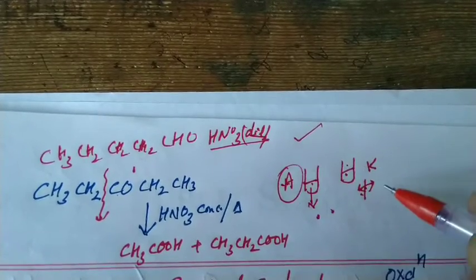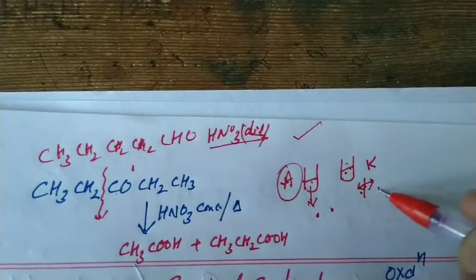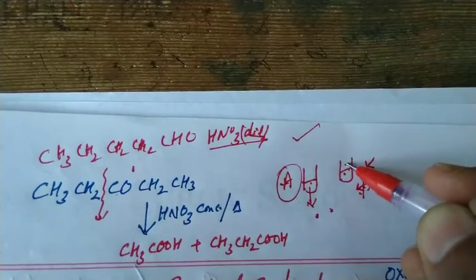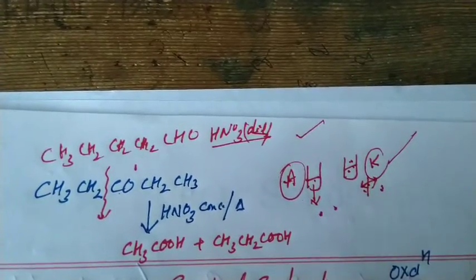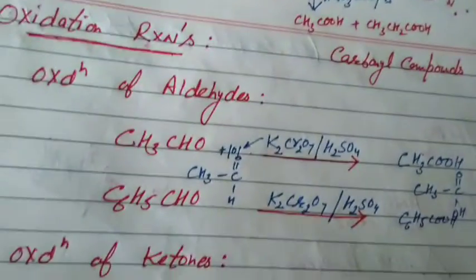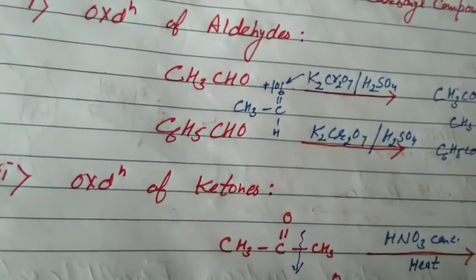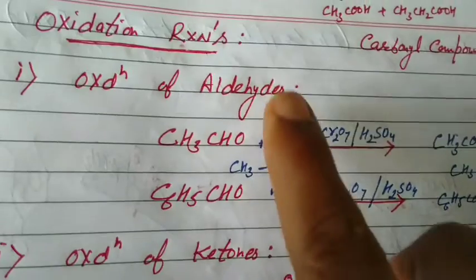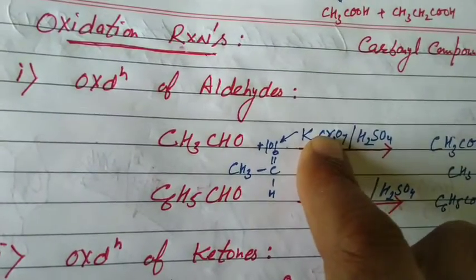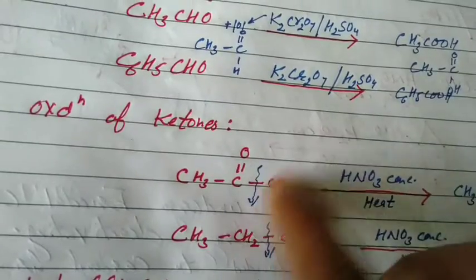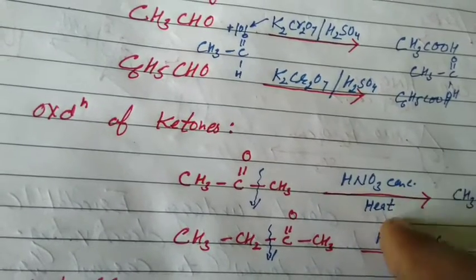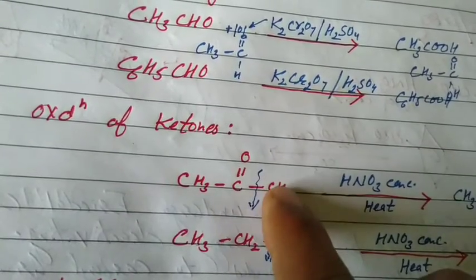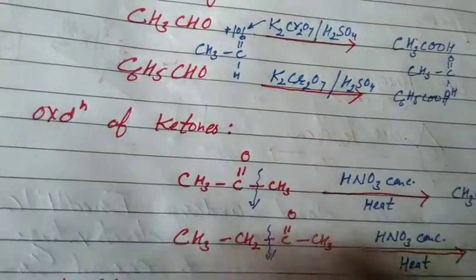If the starting carbonyl compound and acid have different carbon, that is, the acid has fewer carbons than the starting carbonyl compound, then it is a ketone. Please write, add in your knowledge. That's the oxidation reactions of aldehydes and ketones. Aldehydes are easily oxidized under normal conditions. Ketones are oxidized under drastic conditions using concentrated HNO3 at high temperature, and there is a breakage of the bond between carbonyl carbon and alpha carbon.